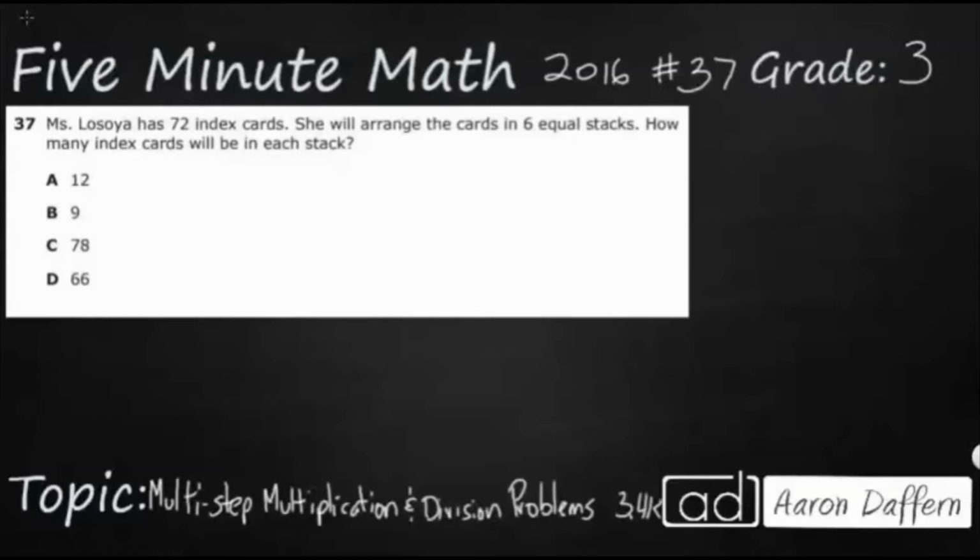And division problems. This is standard 3.4K in the great state of Texas, and we're using item number 37 of the 2016 released STAR test. If you have not done so already, please go ahead and take a moment, pause the video, see if you can work this problem out on your own, and then unpause it. We will look at our answers together.